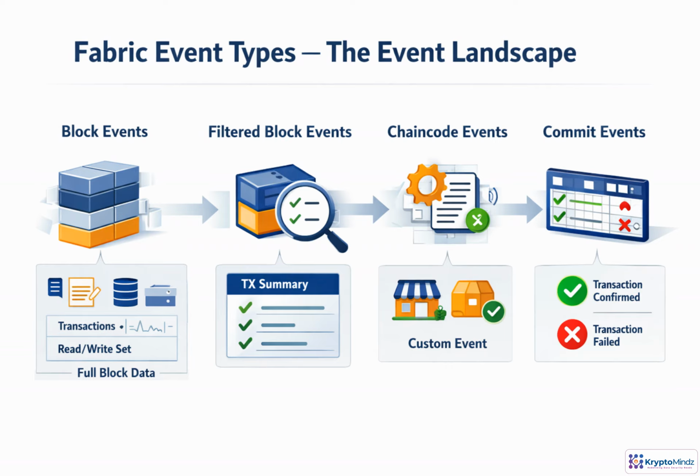Fabric events give you different views of the same ledger activity. Block events provide the fullest picture, including transactions, payloads, and read-write sets, which is useful for auditing or deep integration. Filtered block events expose summaries instead, improving privacy and speed. Chaincode events are business signals emitted by smart contracts, such as OrderShipped. Commit events answer a simple but critical question: did my submitted transaction commit, or was it marked invalid?